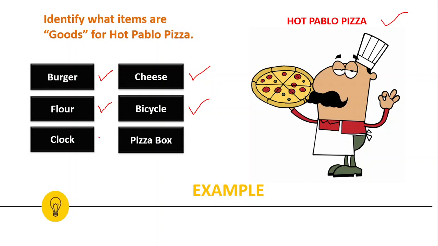Clock is again one of the items. Maybe it is hanging in the shop, pizza cafe or restaurant. But again, it's an asset because it will not end up with the end customer. It will not be resold to the customer. So clock is an asset, not a good. Pizza box is a good because we need to package a pizza in a pizza box. So it's merchandise; it can be termed as a good.